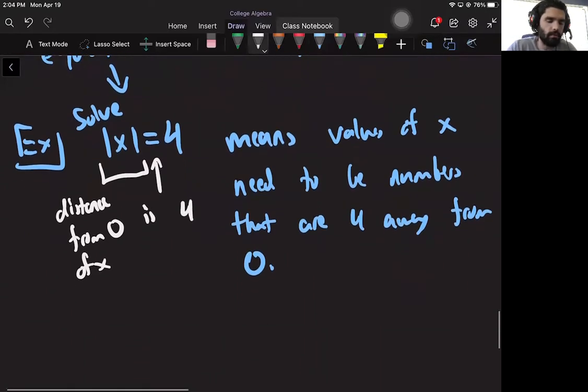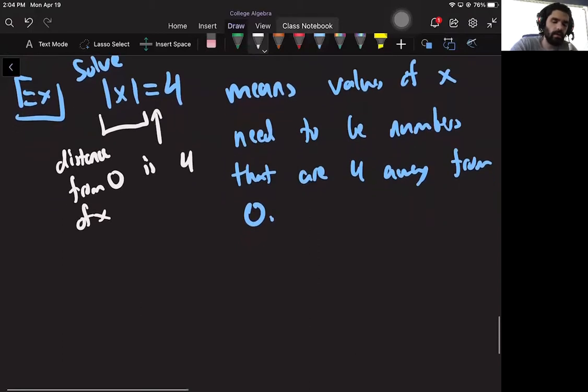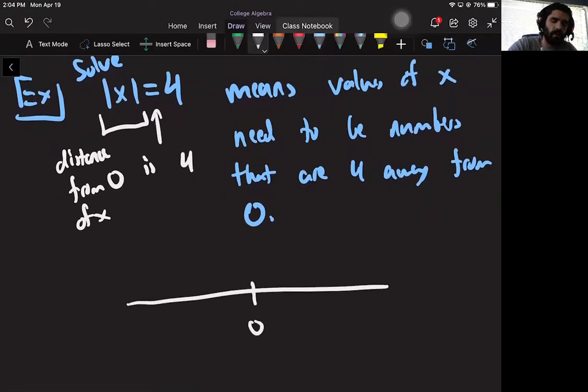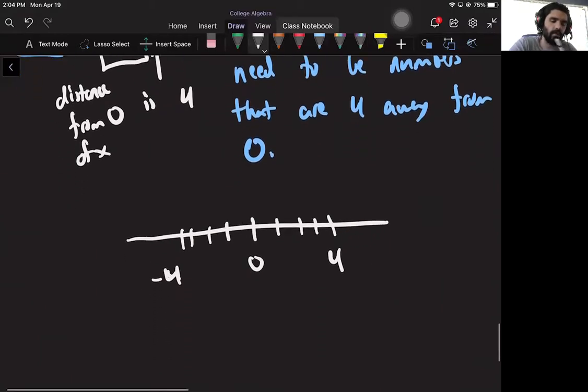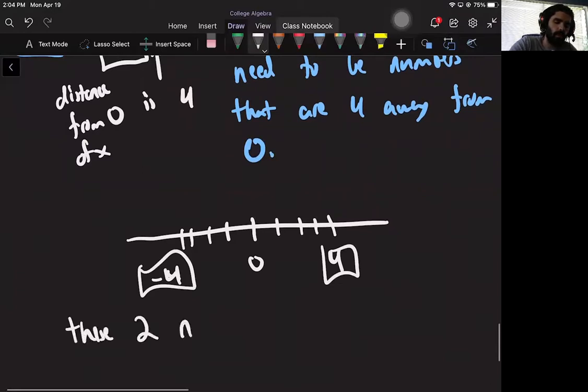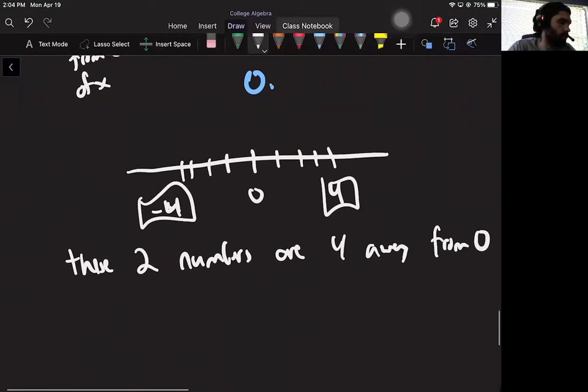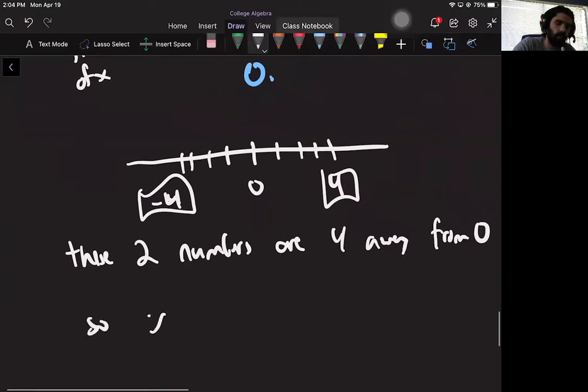So which numbers are 4 away from 0? Well, there's only two. Here's 0, 1, 2, 3, 4. If I count 4 to the right, 1, 2, 3, 4, and I count 4 to the left, I get -4. Those are the only two numbers that are 4 away from 0. So to solve this, I just say x equals -4 and x equals 4. My two solutions.